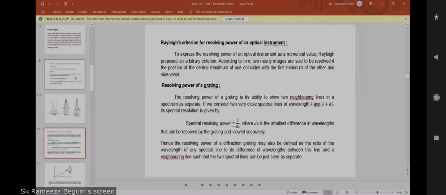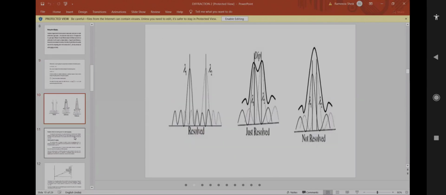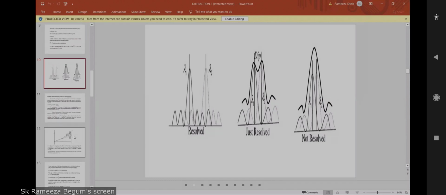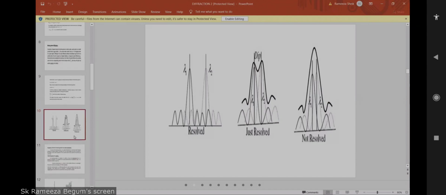That is for the missing order of diffraction. So now, the resolving power of grating.